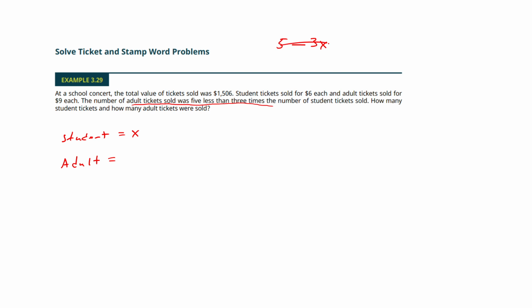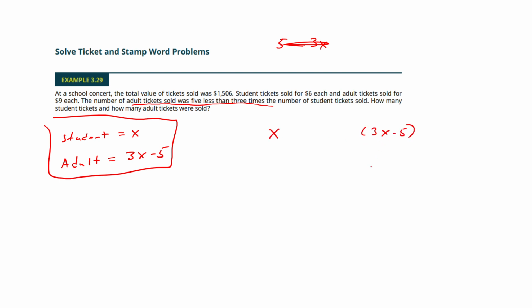But remember, less than makes you spin it around. So it's actually this. Okay, there's my dictionary. Now, we're doing the same idea we did with the money. I've got, here's the number of student tickets. I'm putting all of this in parentheses to be the adult tickets.